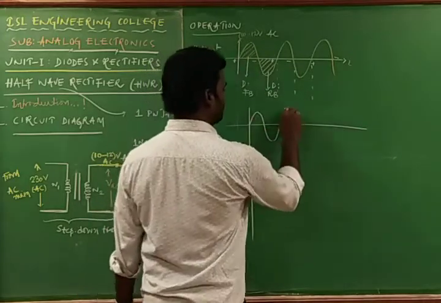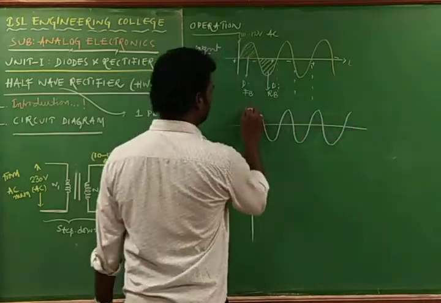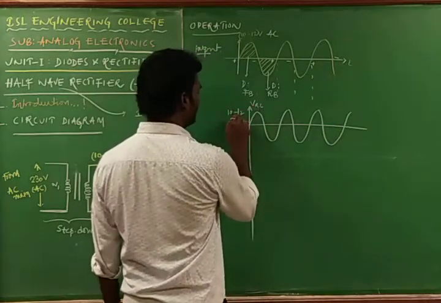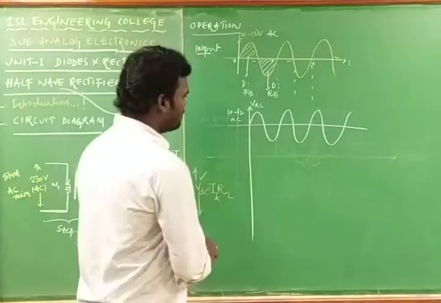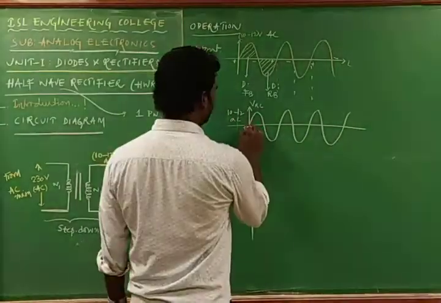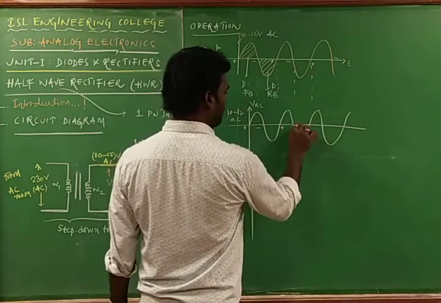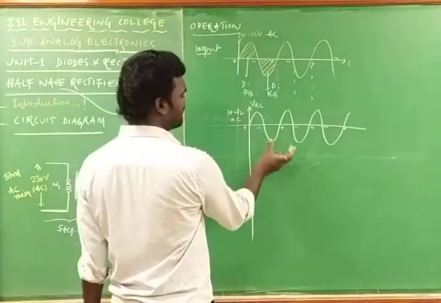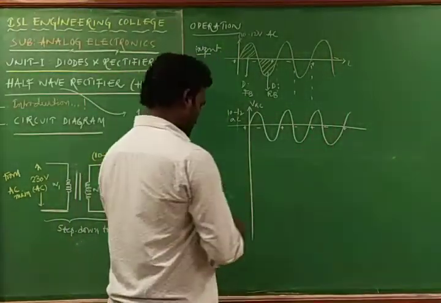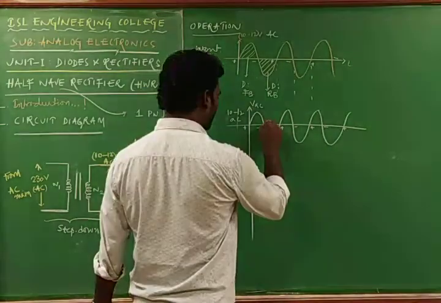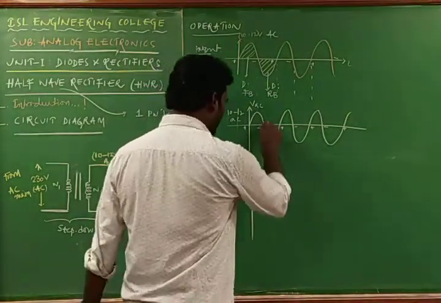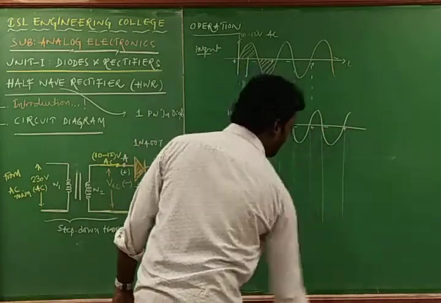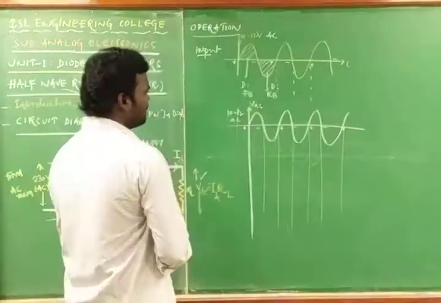This is the input voltage, VAC, which is about 10 to 12 volts of AC only, alternating plus, minus, plus, minus. This is the positive half cycle, negative half cycle, positive half cycle. During the positive half cycle, what happens? The diode gets into forward bias, and during the negative half cycle the same diode gets into reverse bias. So this is the input.